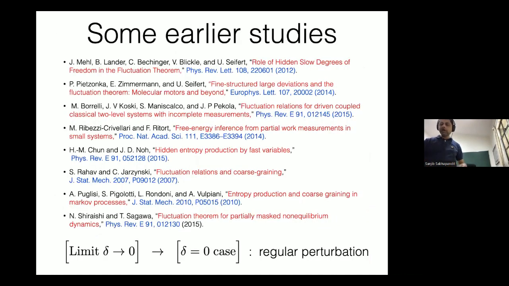There are also many earlier results which looked at the effect when you have a system coupled to some other degrees of freedom, and you don't consider those degrees of freedom: what happens to the fluctuation theorem for this system? In all these systems, what you find is that in the limit when you take the coupling strength going to 0, so in this case delta going to 0, it goes to the delta equal to 0 case. So in the limit delta going to 0, it satisfies this fluctuation theorem. Therefore, the delta going to 0 limit is a regular perturbation around delta equal to 0.